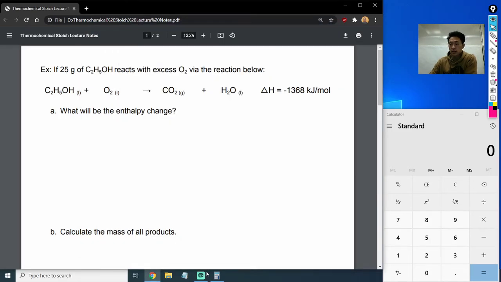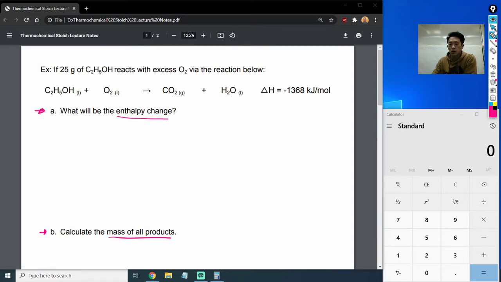Alrighty guys, so in today's lecture we're going to continue our lesson on thermochemical equations. And so what we're going to do today is we're going to learn how to find the enthalpy change like we did last time, but we're also going to learn how to do the mass of all products. You guys already know how to do this, but we're going to go over an example problem where we do both of them in the same problem.